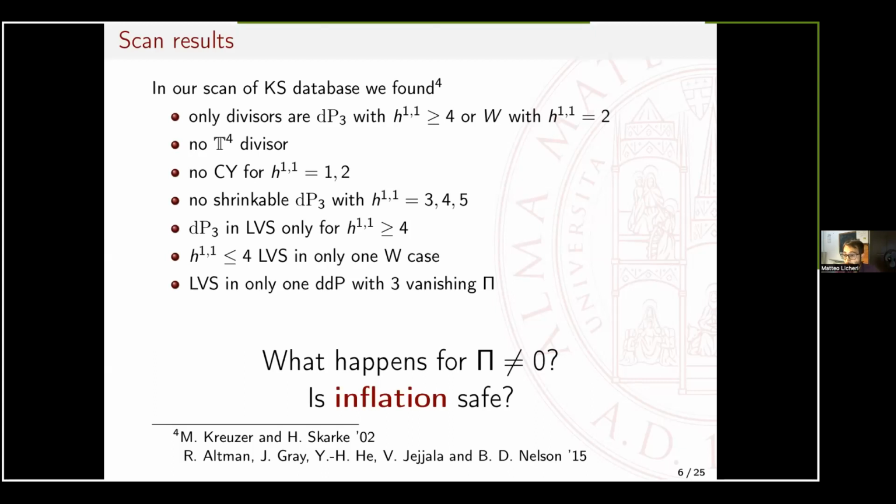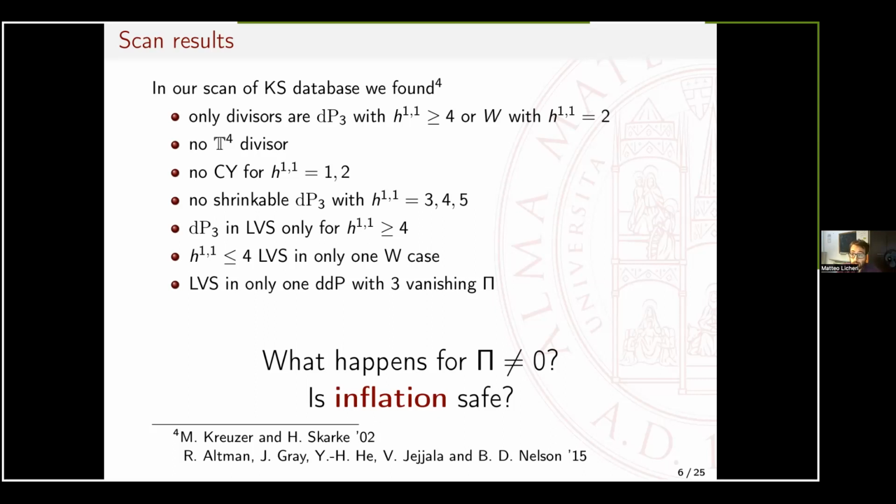So the scan results are that the only divisors that we found are dP3 with h11 bigger than 4, and Wilson divisors with h11 equals to 2. It will be important for poly-instantons, for example. No K3 divisors were found that are suitable for LVS and Pi equals to 0. No Calabi-Yau with h11 equals to 1 and 2 are suitable. We found no shrinkable dP3 with h11 in the range from 3 to 5.